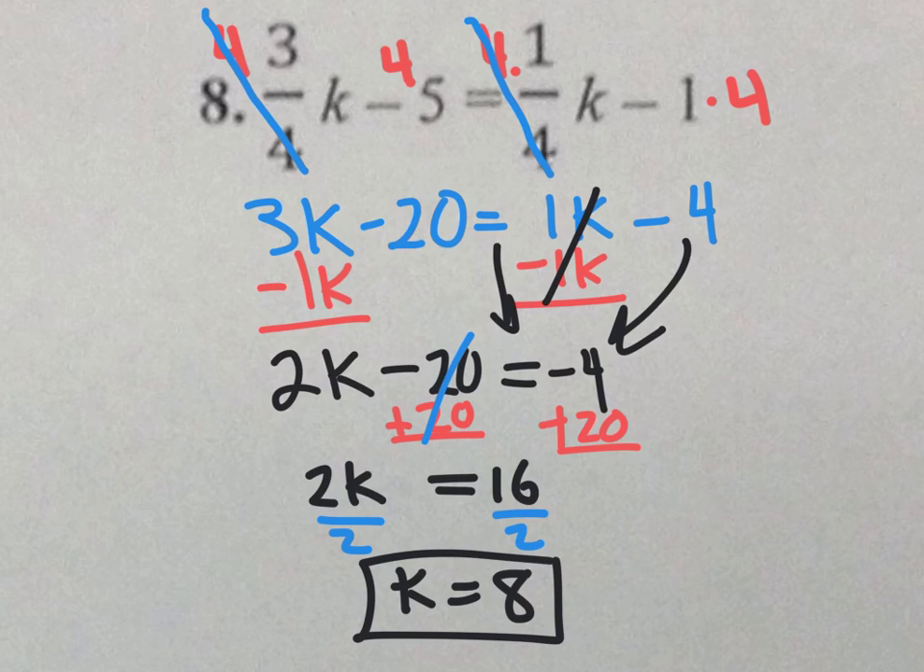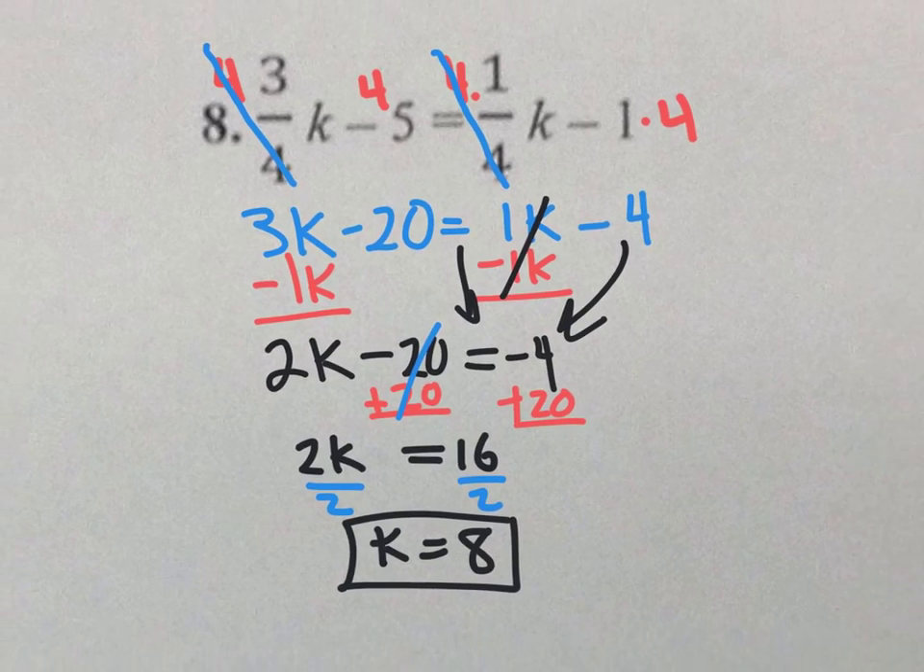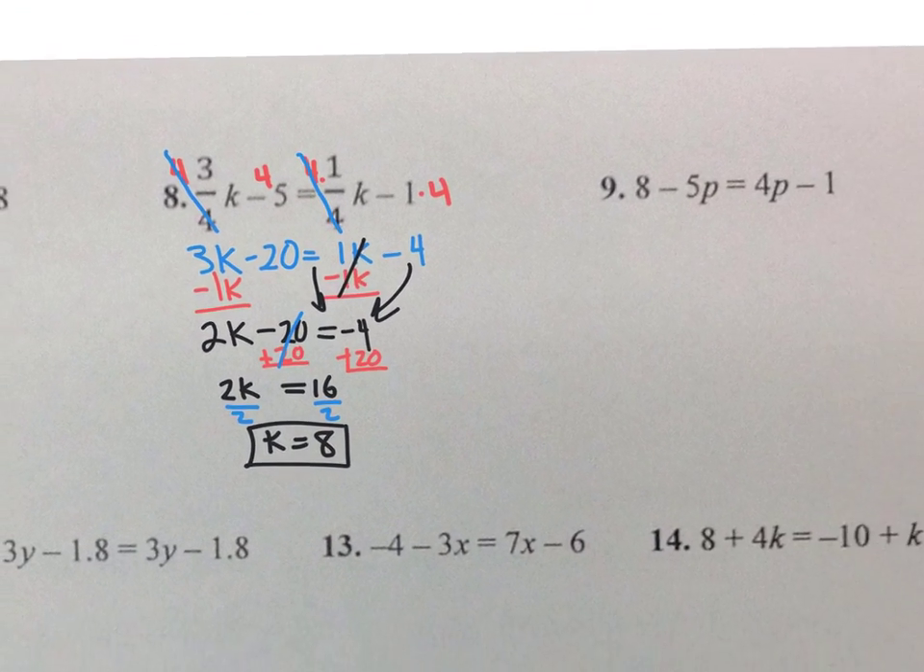Now your answers are printed on the back side of your worksheet. So if you flip it over and you check number 8, it should be the answer 8. That's how you get rid of fractions, or that's how you solve equations with fractions in them.